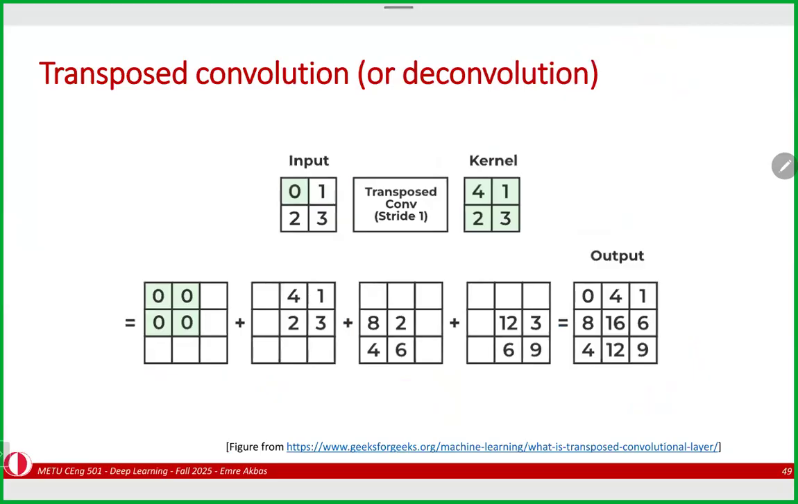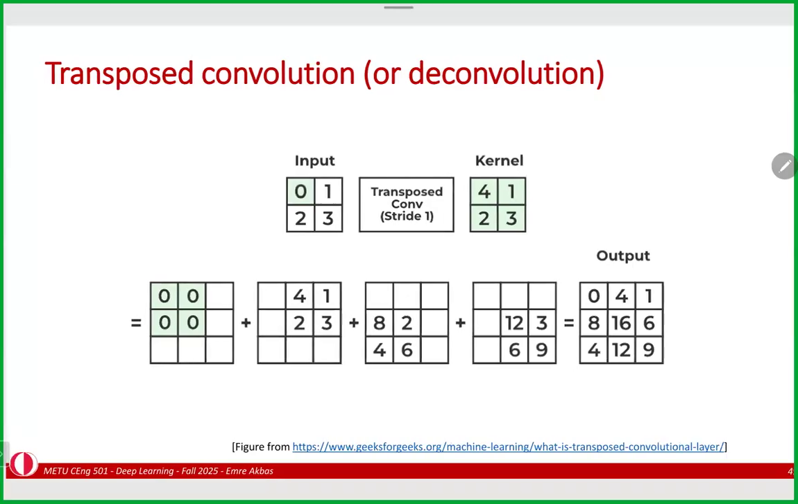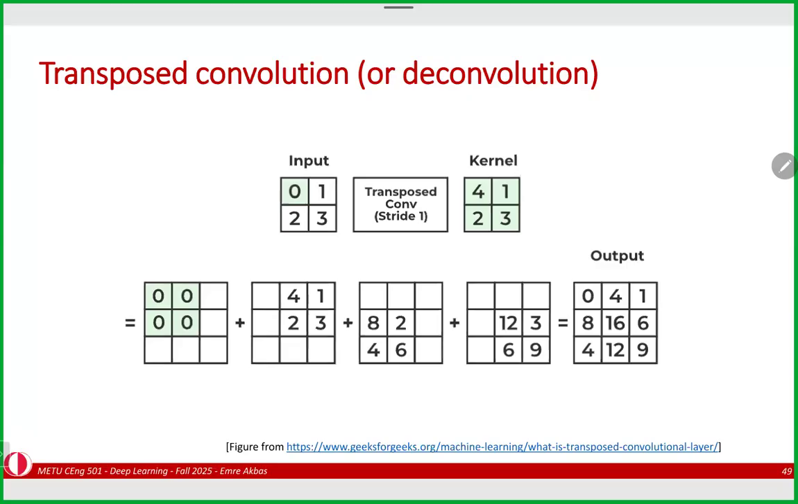Last type of convolution is the transpose convolution or deconvolution, and it is nicely illustrated by this figure. We have again an input here, it's 2 by 2 input, and the kernel again 2 by 2. What do we do in convolution? We overlay the kernel on top of the input, take a dot product, and write it to the output, right? This is what convolution is.